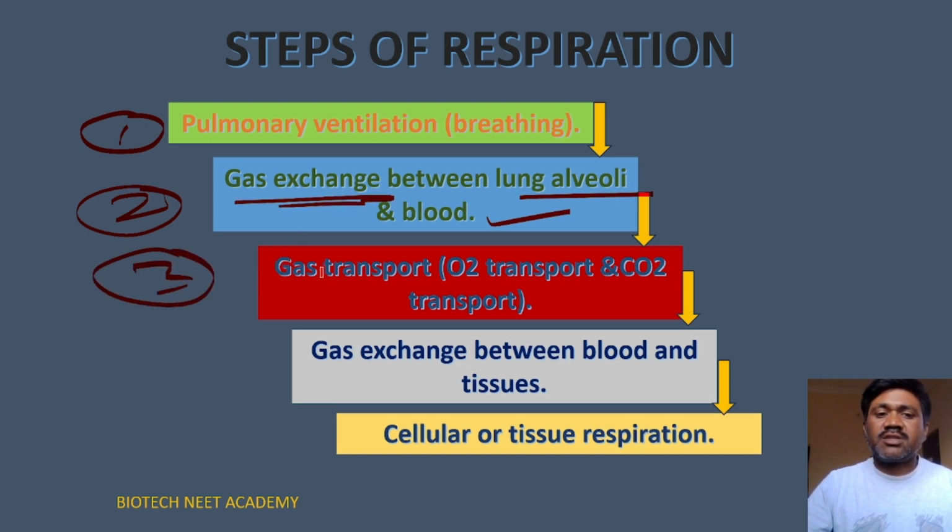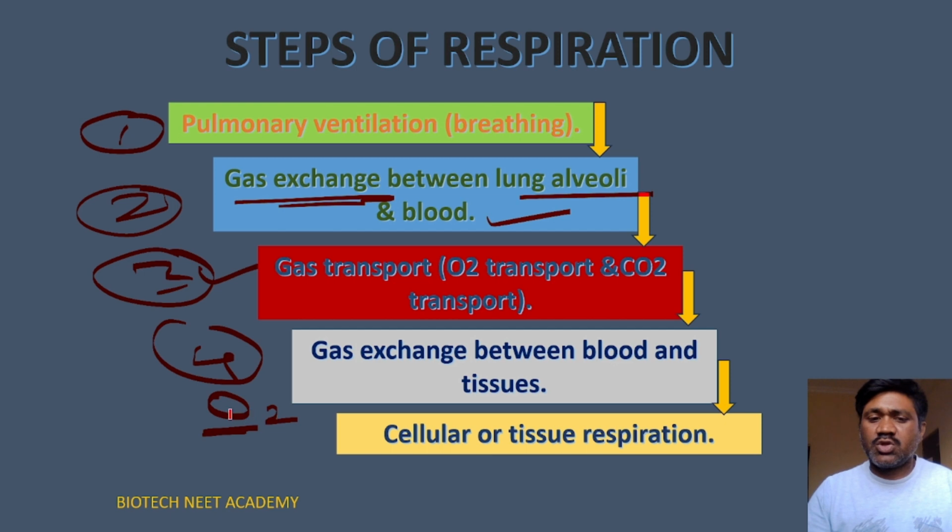And what is the third step? The oxygen which enters the lungs and the carbon dioxide which comes to the lungs are both transported by the blood only. This is gas transport, right? The next step is gas exchange between the blood and tissues. Whenever the oxygen reaches the cells or tissues, it enters inside the cells, and the carbon dioxide which is produced enters into the blood, meaning gas exchange occurs between blood and tissues.